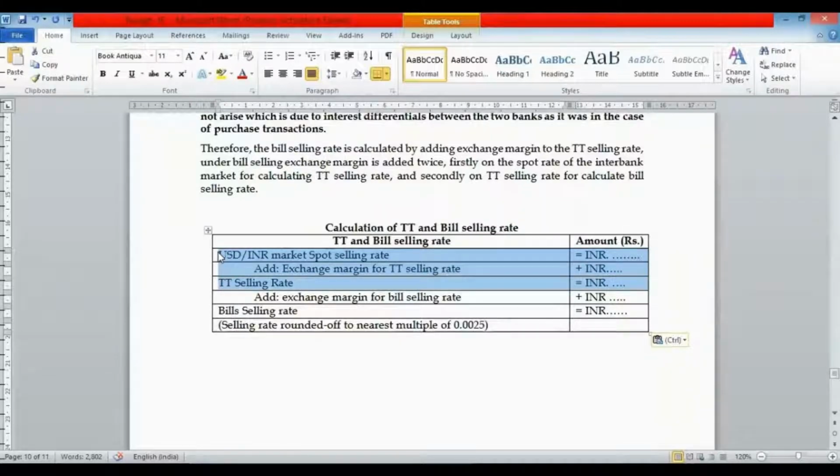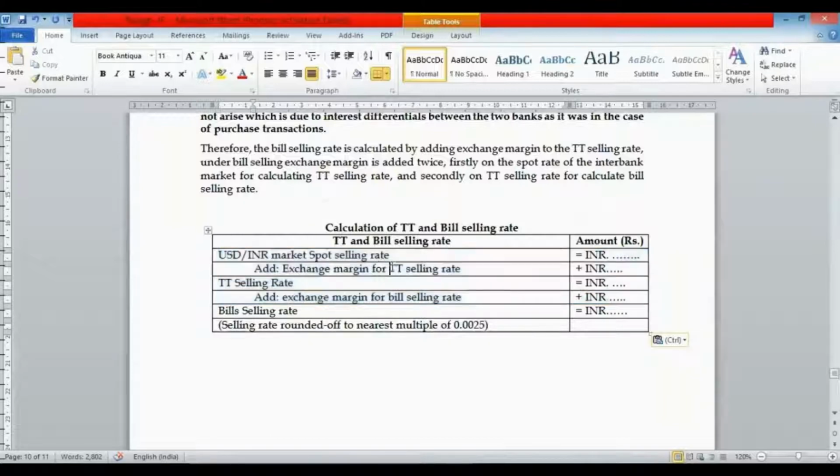Rounding off has not been done. Then, whatever TT selling rate you receive, on that you will add the exchange margin for bill selling. That means if we are dealing with the case of bill selling, always remember, there will be two exchange margins to be loaded. One exchange margin will be of TT selling, and the second exchange margin will be of bill selling.